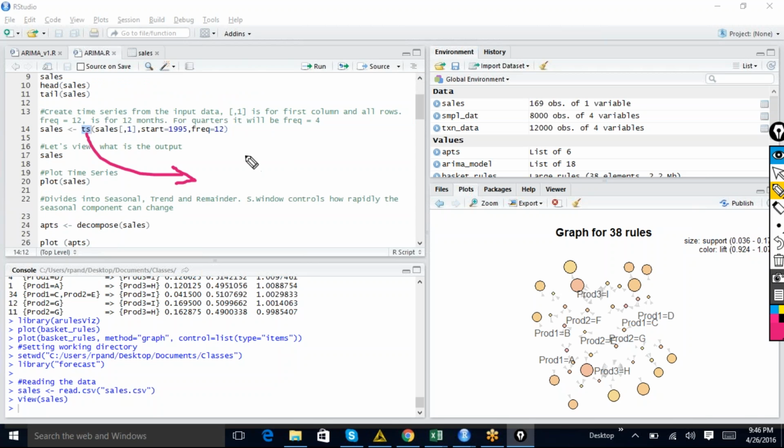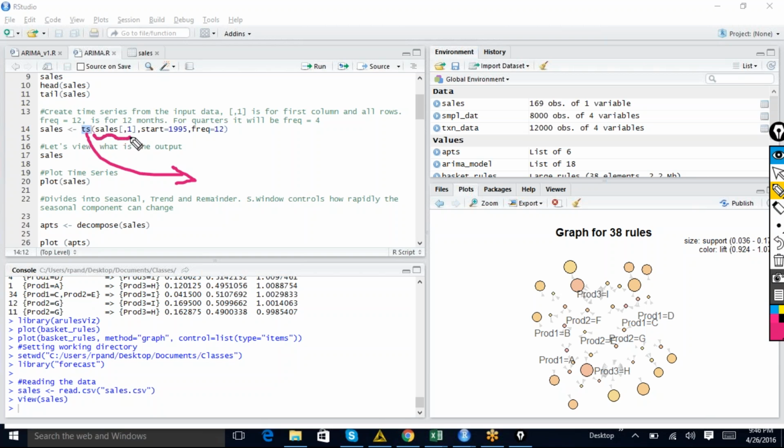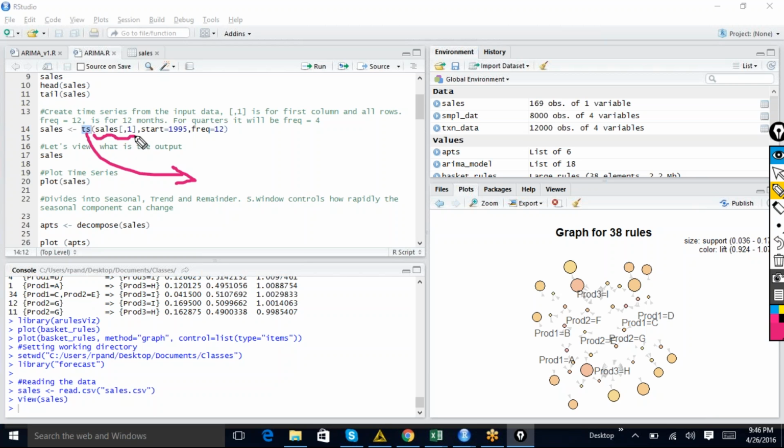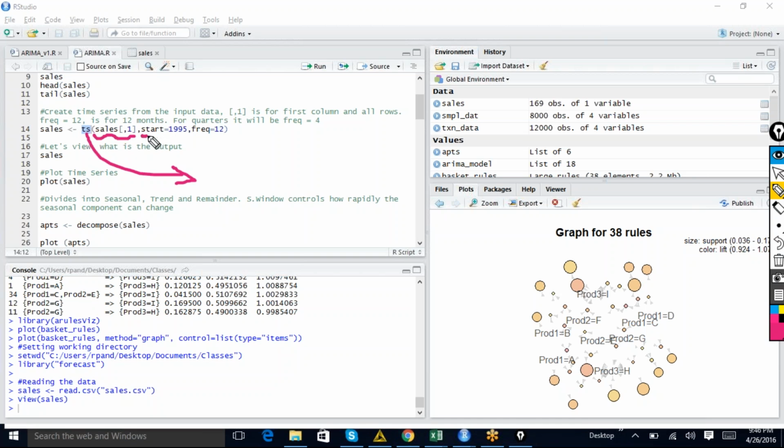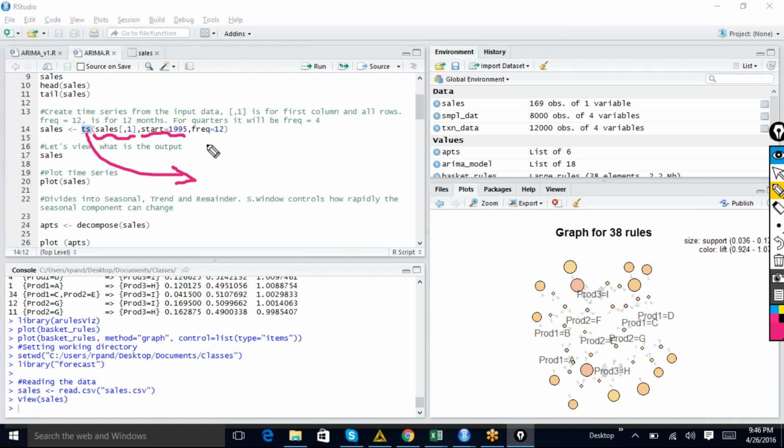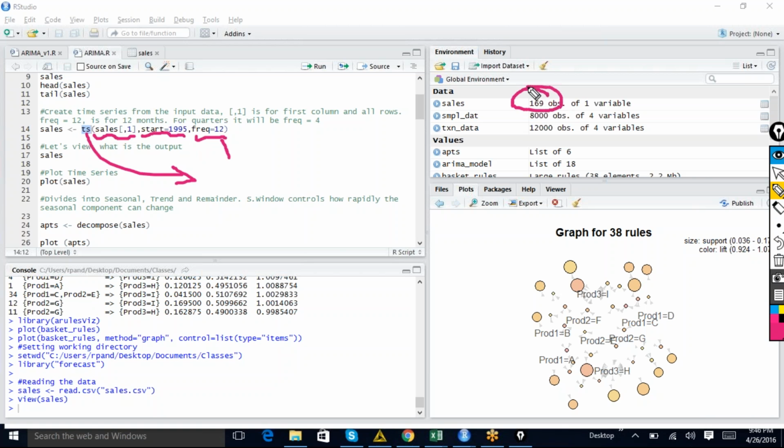So we are saying, okay, go ahead and add the timestamp, looking at basically the first column only, because there is just one variable here. So add the timestamp there and start with year 1995 and have the frequency 12. That means it's monthly data. So starting at 1995, I'm having monthly data. The data that we have seen here has 169 observations.